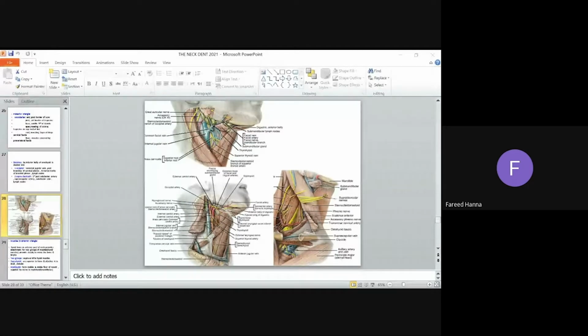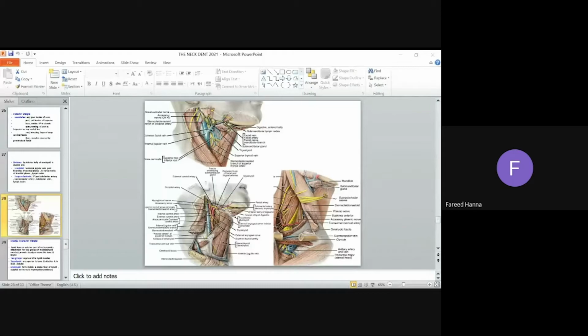has the anterior border of trapezius, the superior border of the inferior belly of omohyoid, and the posterior border of sternocleidomastoid muscle. The floor of it is formed by the prevertebral fascia, which has been removed here. This is the floor of it here. The fascia is covering the prevertebral muscles. Now the fascia has been removed to show the contents.